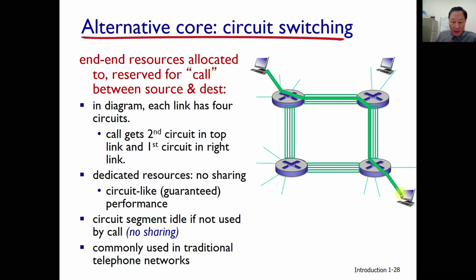delay time to arrive. If a circuit segment is idle, not used by a call, then it is still not being used. That is loss, waste. That is the main disadvantage of circuit switching. This one is commonly used in the traditional telephone network, and it is the old one, available even before packet switching technology.